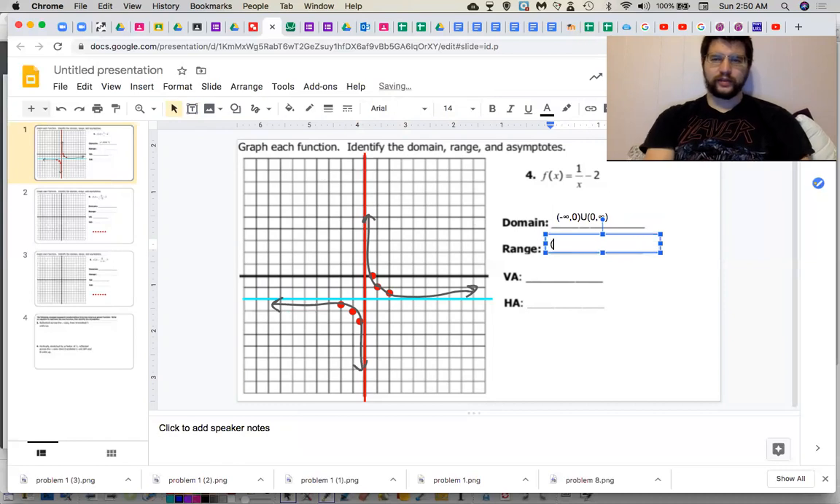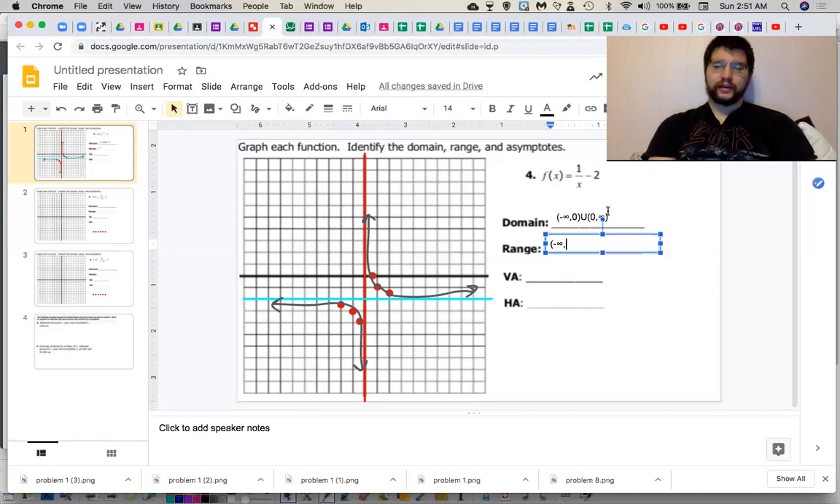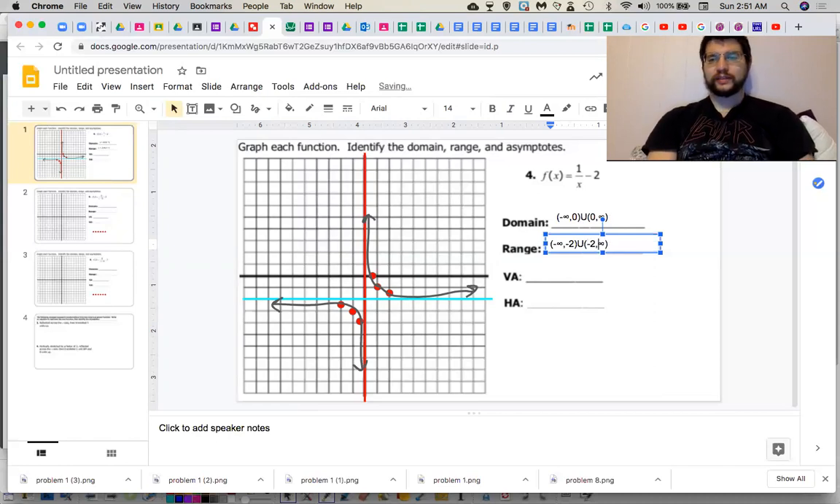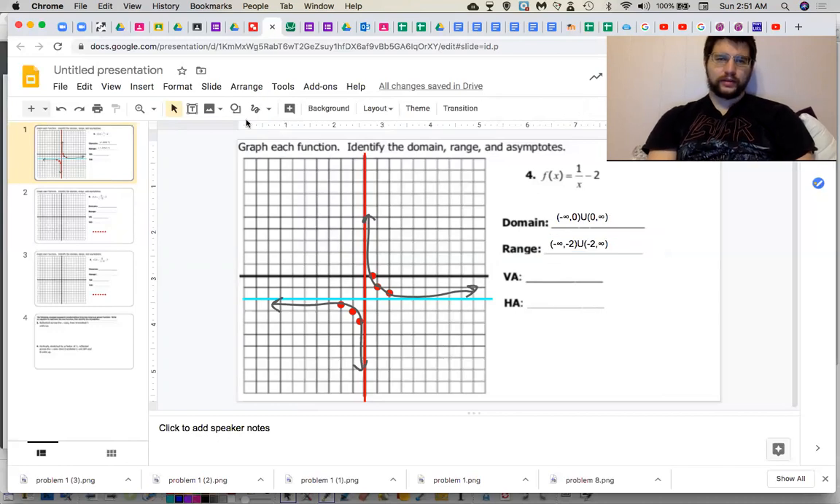And you can do the same thing over here. Negative infinity. Excuse me. But if we look at this one, we went down 2 units. That's my horizontal asymptote right there. And that's what breaks my range up. And so after I inserted the infinity ones, I'm just Command V or Control V to get that back. It's already copied it. Okay.